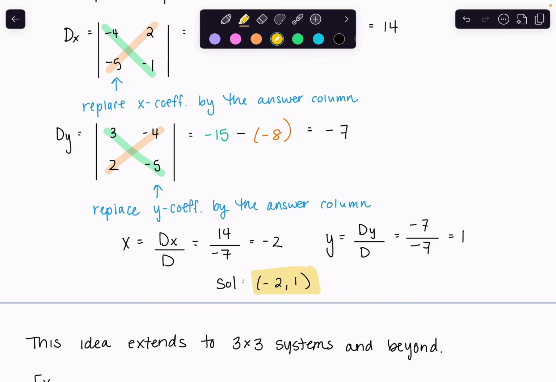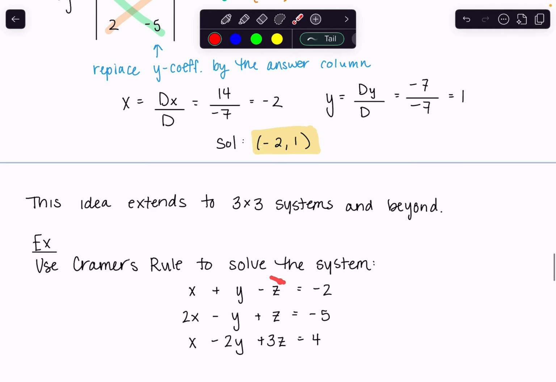Okay. So this idea really stems to any size system you want, not just 3 by 3, but it's the same idea. You find the determinant of your coefficients, and then to find d sub x, you replace x values by the constants. To find d sub y, you replace the y values by the constants. And then d sub z, you replace by the constants.